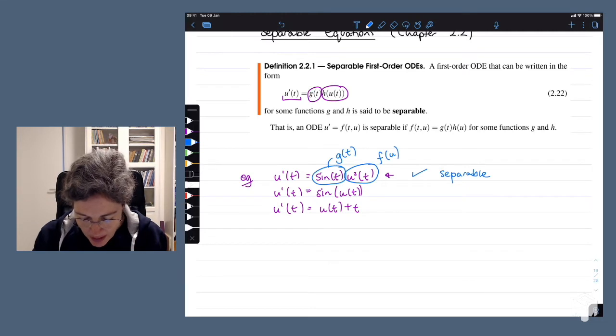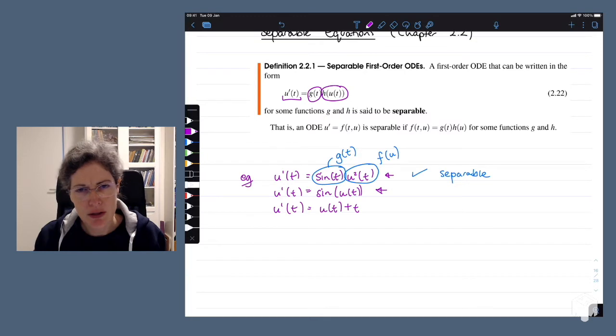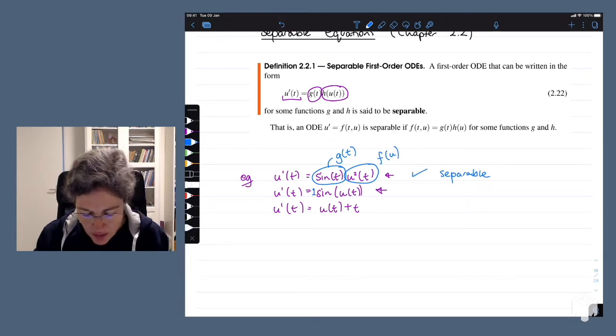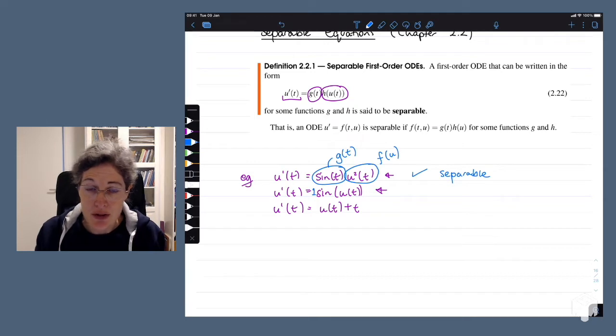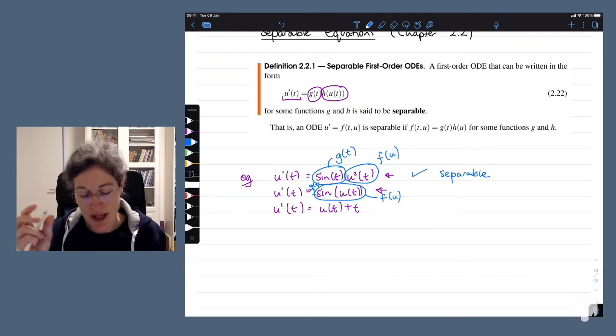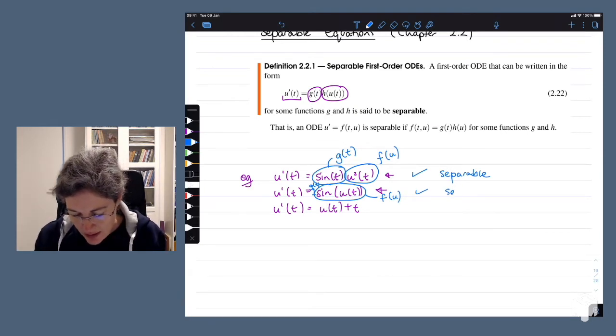If we have a look at this one over here, you might look at that and go, not separable, but in fact it is, because we've got a little 1 sitting over here. You can think about g of t. It is a function of t, it's just not a very fancy function of t. So this would be our g of t here, and over here, this is our f of u, where we've got sine of u. So this one is also separable.